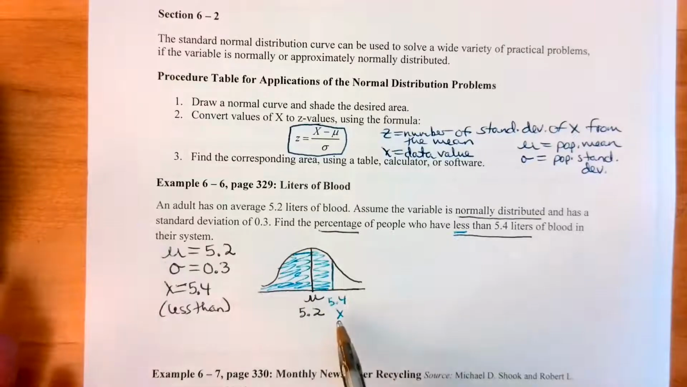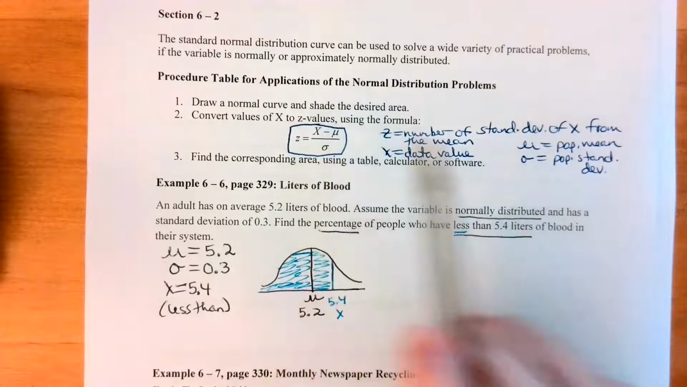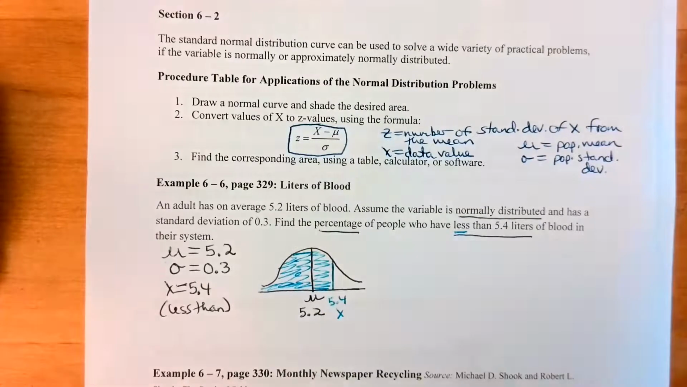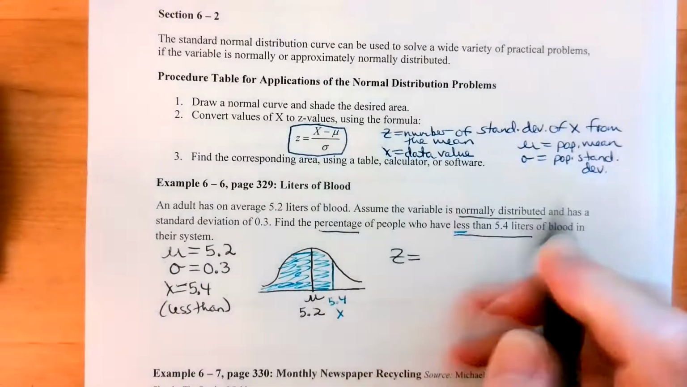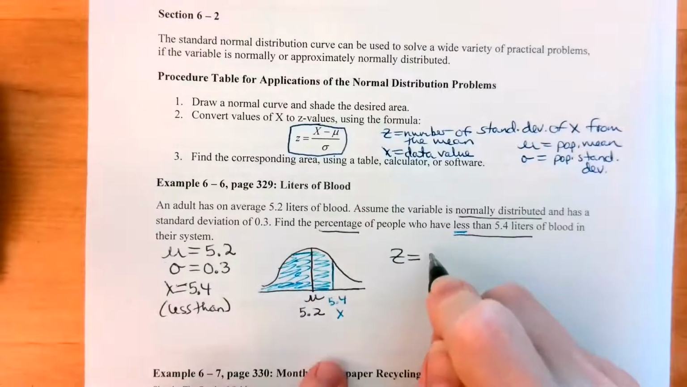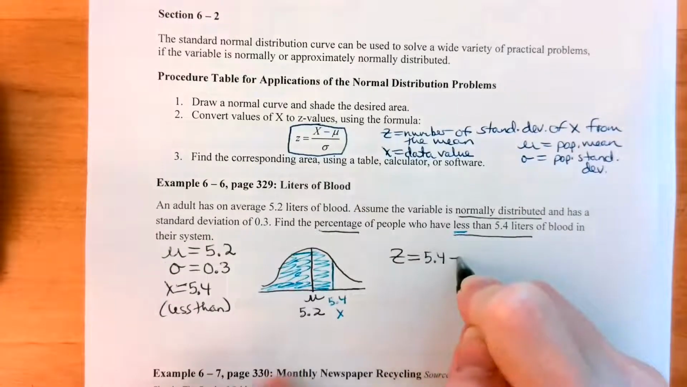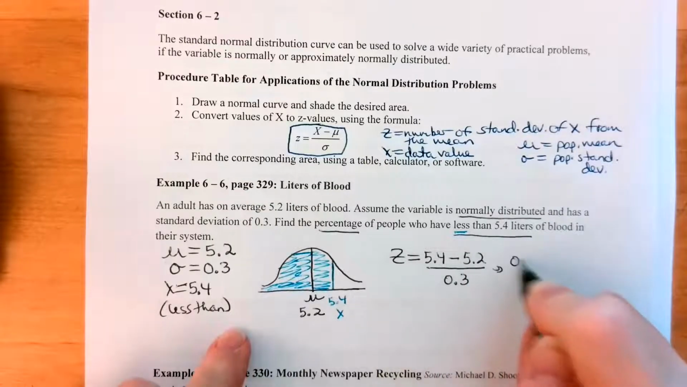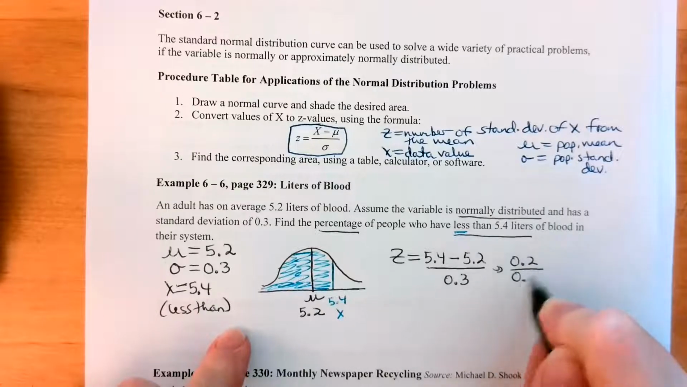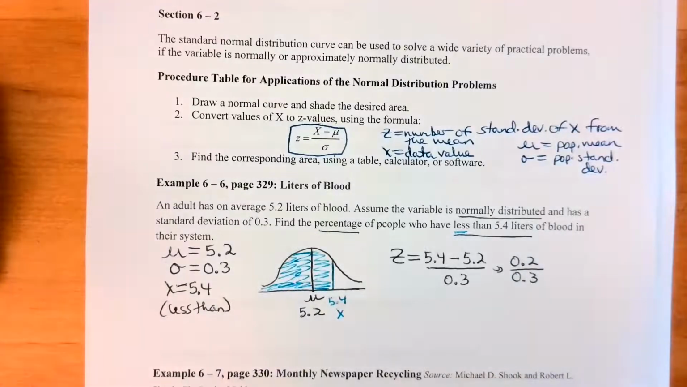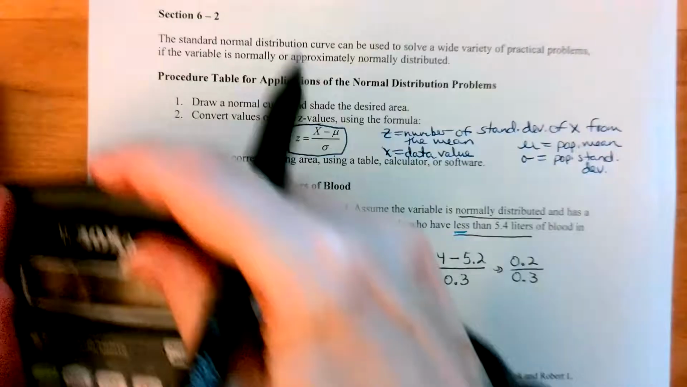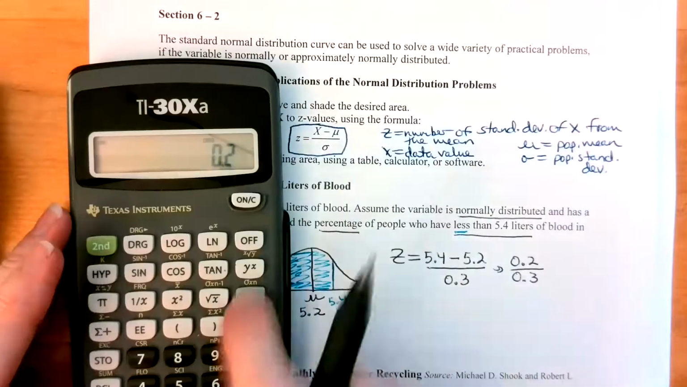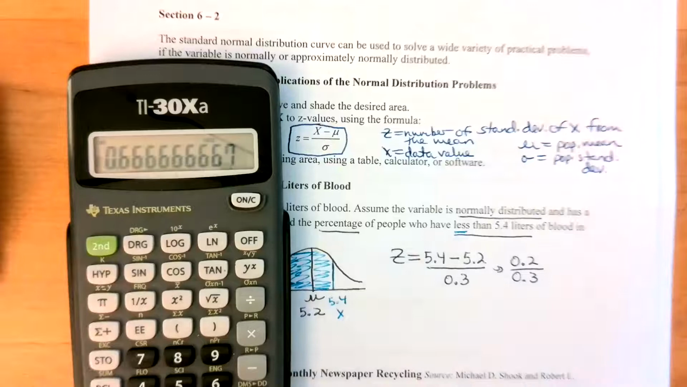But we can't look up, we don't have a z-score. So we have to convert this data value x to a z-score using this formula, which we got back in chapter 3. So we're going to take x, which is 5.4, minus mu, the mean, 5.2, over the standard deviation, sigma, 0.3. So subtract first, that's 0.2 over 0.3. And so this is going to be a z-score, so we're going to divide this out in our calculator. 0.2 divided by 0.3. It's a z-score.